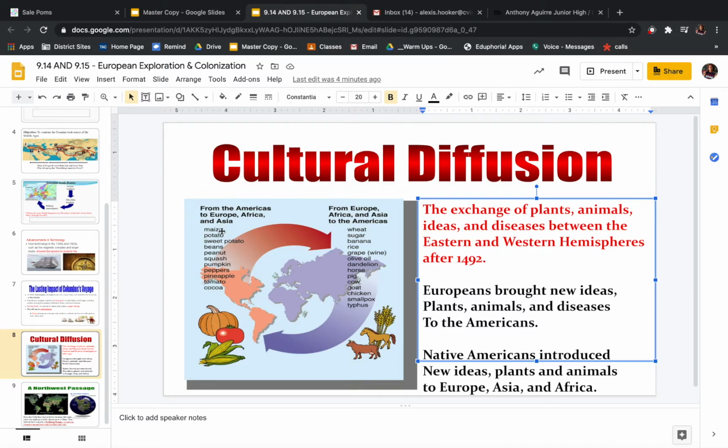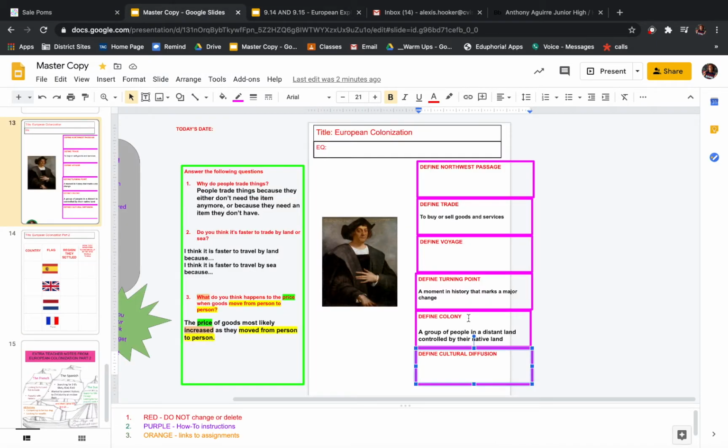The people in the Americas introduced the world to corn, potatoes, sweet potatoes, beans, peanuts, squash, pumpkin, peppers, pineapples, tomatoes, and cocoa powder. All right, chocolate. So cultural diffusion, the exchange of plants, animals, ideas, and diseases. Let's type this in my own words.